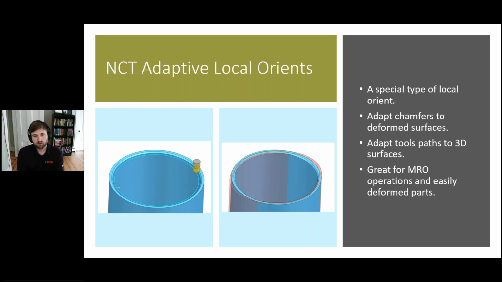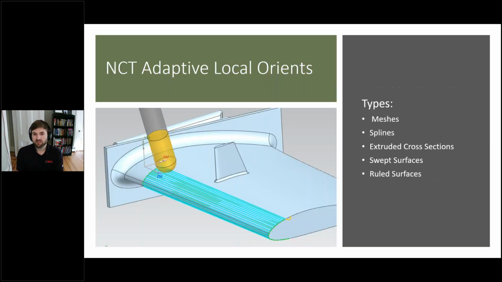This allowed them to, instead of doing this manually or trying to bend the part into a circular shape, quickly probe it, run it, and they're off and going, saving a lot of cycle time. These adaptive local orients have quite a few other applications and types. So some other types are meshes, splines, as I said before, cross sections, rolled surfaces, and I'll get into a little bit of these later.